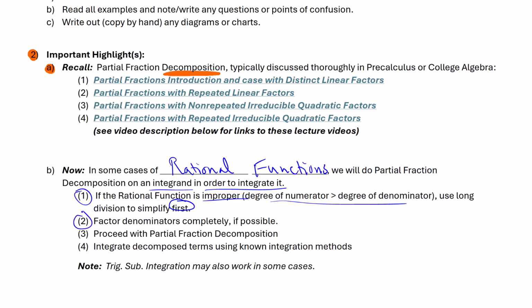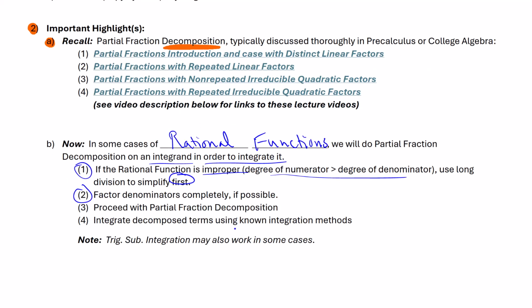Secondly, if we've even done step one, sometimes it doesn't apply, but secondly, we're going to factor all denominators completely. And then thirdly, we're going to proceed with the partial fraction decomposition. Again, this goes back to those previous lessons, but we'll see it done here as well. I'm going to go through those steps in these examples as needed.